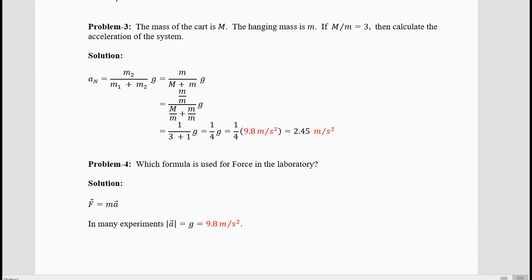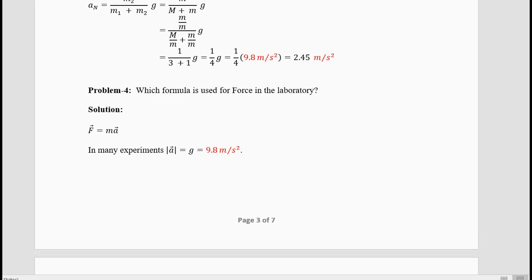Now problem 3. The mass of the cart is capital M. The hanging mass is small m. If capital M by small m is 3, then calculate the acceleration of the system. an equal to m2 divided by (m1 plus m2) into g. m2 equal to m, m1 equal to capital M, so the denominator is M plus m. Now divide by m, up and down, numerator and denominator. M by m is 3, m by m is 1, m by m is 1. So 1 divided by (3 plus 1) into g. 1 by 4 g. 1 by 4 into 9.8 is 2.45 meters per second square.